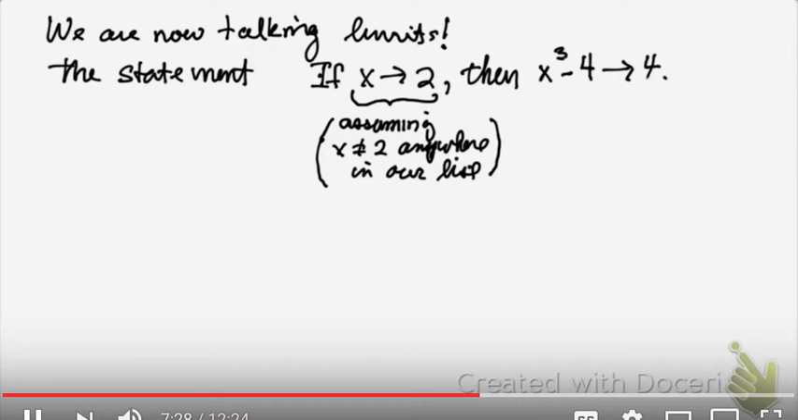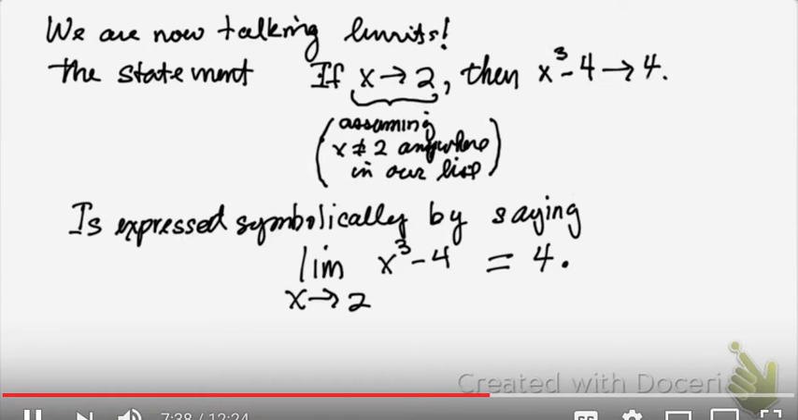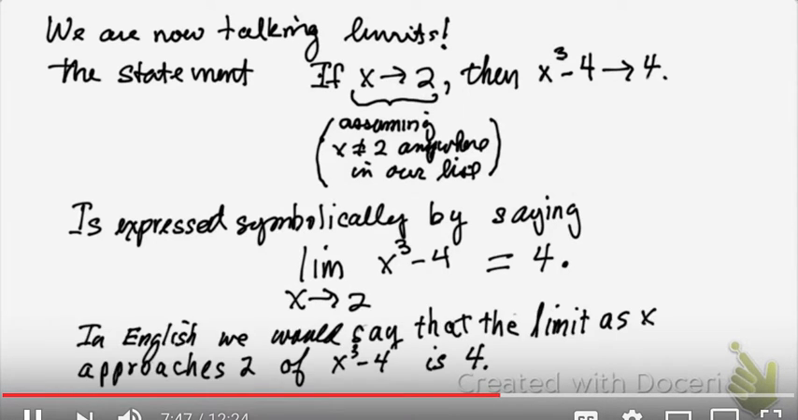In the textbook, they would make this statement using the following notation. In mathematical English, this statement would be read as the limit as x approaches 2 of the function f of x equal to x cubed minus 4 is equal to 4.